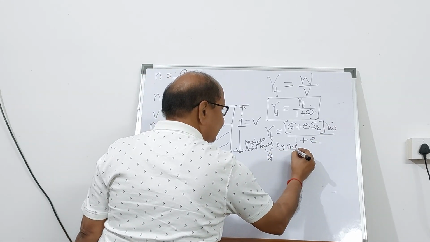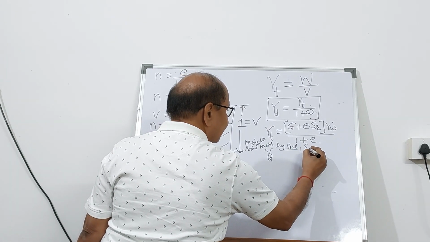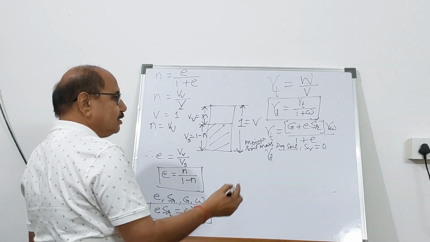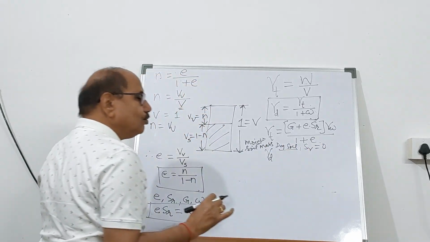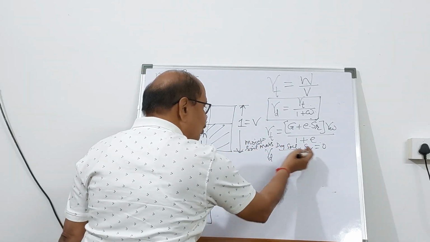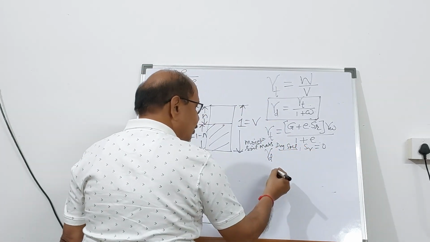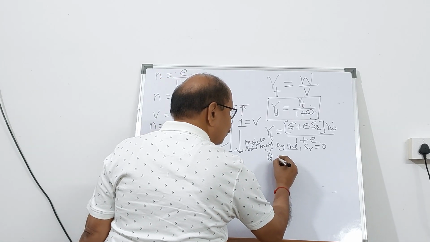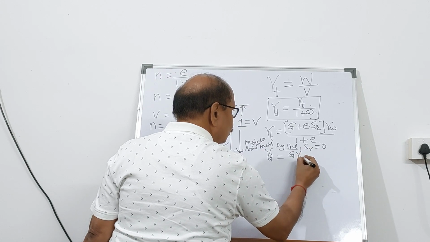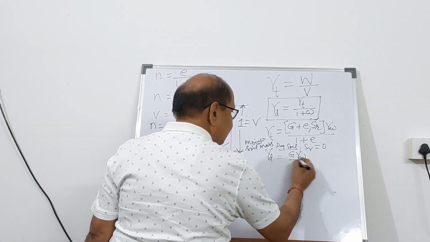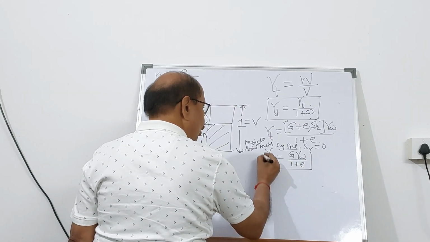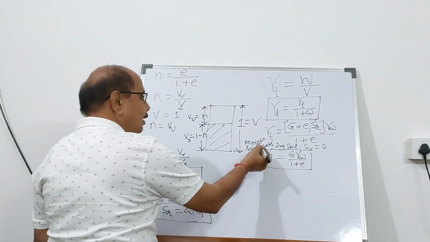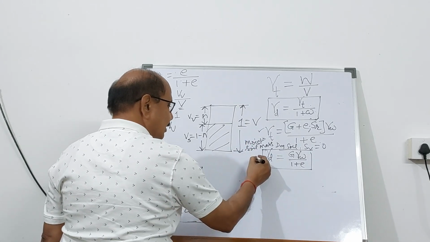But if the soil is completely dry, what will be the degree of saturation? Degree of saturation will be 0, because degree of saturation is defined as volume of water divided by volume of void. So volume of water will be 0 because it is dry. Naturally, this gamma T becomes gamma dry equal to G gamma w, because this term becomes 0, divided by 1 plus e. There is another important relationship. To understand the behavior of the soil mass, we use these terminologies, gamma T, gamma d.